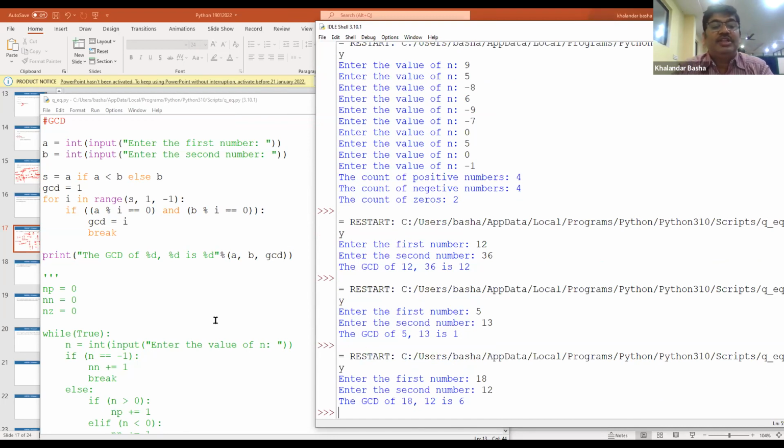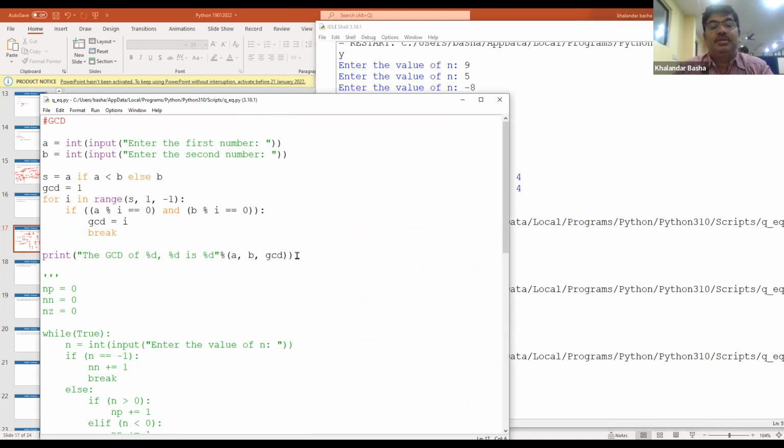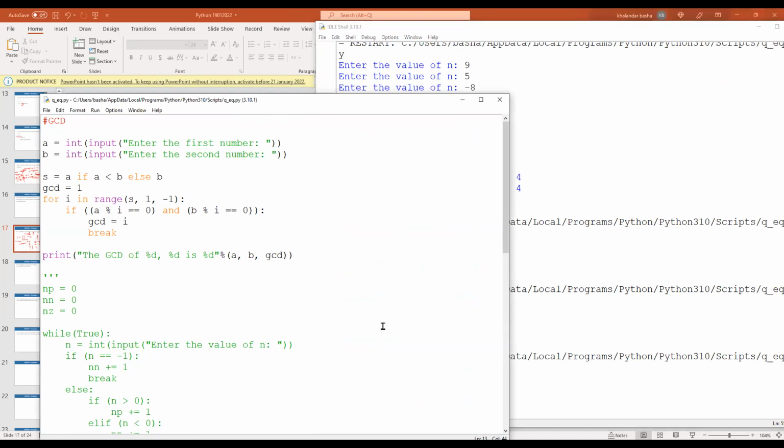So is everyone clear about this GCD program? This is one of the logics. You can have any other logic. If you have anything, you can execute that also here. Prime number, once again explain prime number. So any doubts in finding out GCD using while loop, for loop?